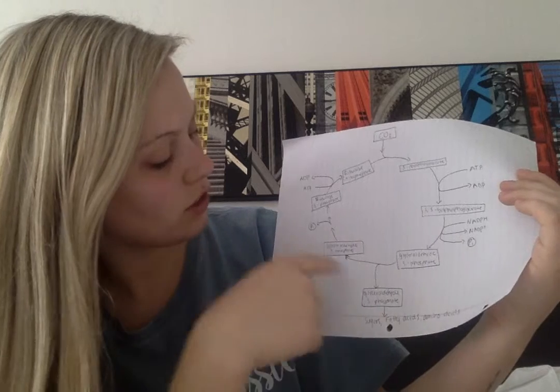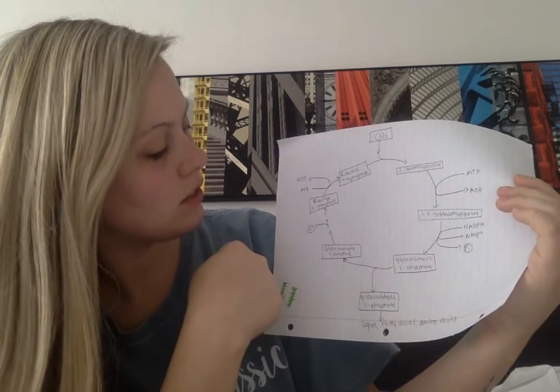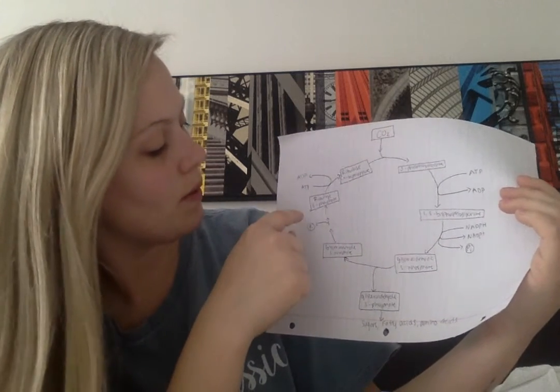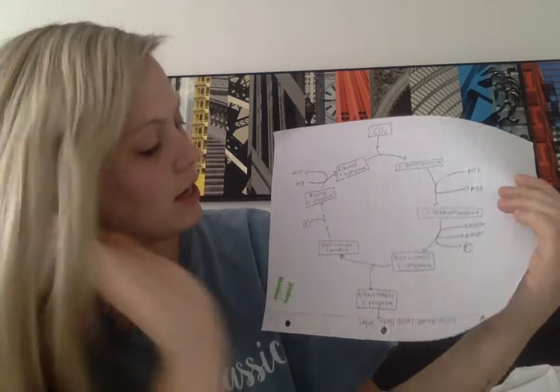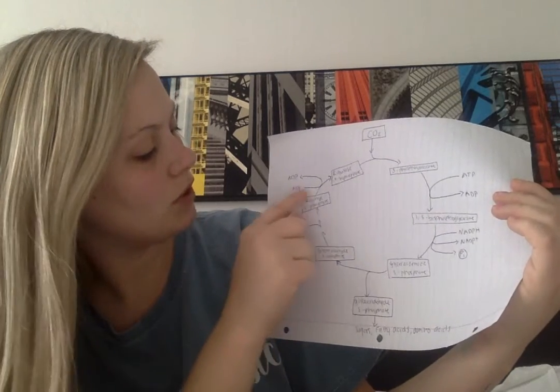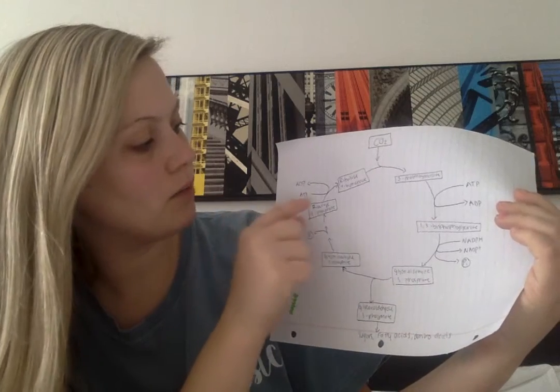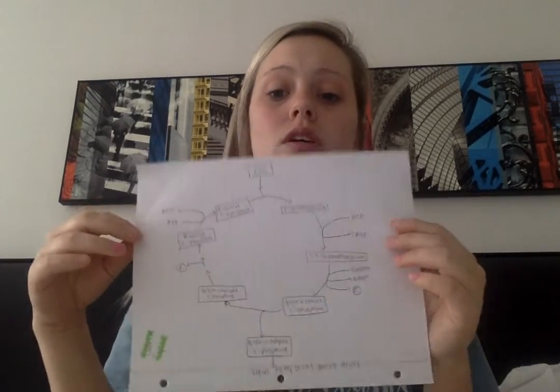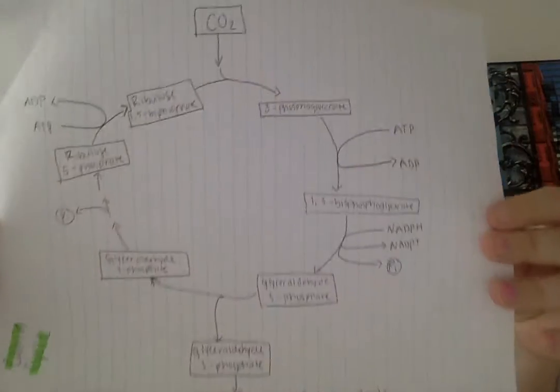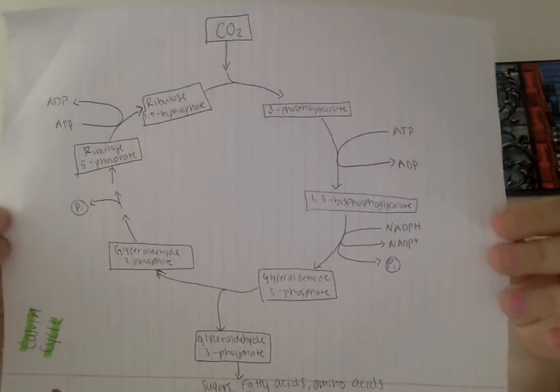And then from that glyceraldehyde phosphate, we release the phosphate, and we end up with ribulose 5-phosphate. And then from there, using ADP, we get our ribulose 1,5-bisphosphate, and then it just goes around and around and around. So that's kind of what the Calvin cycle looks like.